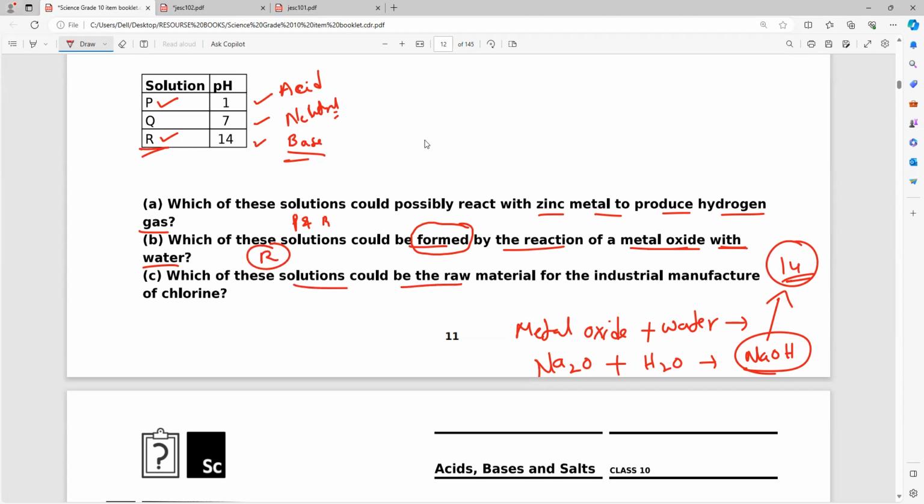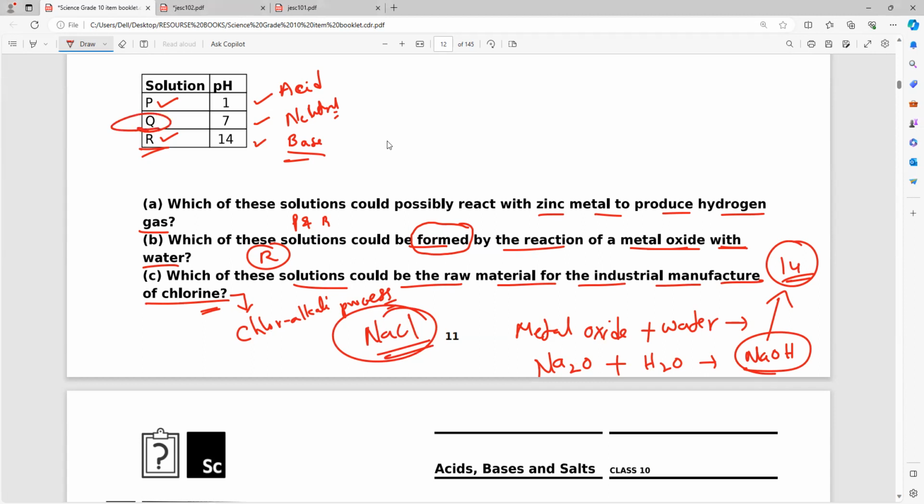Which of these solutions could be the raw material for the industrial manufacturing of chlorine? Industrial manufacturing of chlorine, we all know, it is what process? Chlor-alkali process. In the chlor-alkali process, what is the raw material? NaCl. So what is the answer? Q. Do all of you understand? Anyone having any doubt, please let me know. All of you understand?